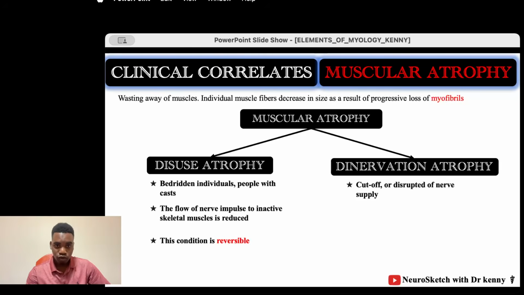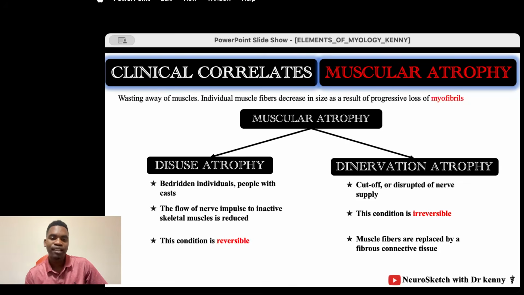This is due to a cut off or disruption of the nerve supply, and this condition is irreversible. So when the muscle atrophies due to denervation, due to lack or cut off of the nerve supply, it will never ever recover. It will never assume its original size.